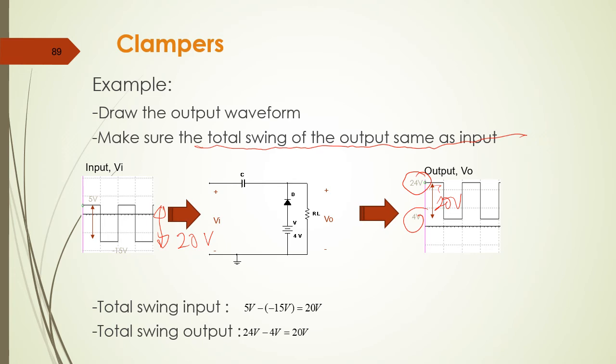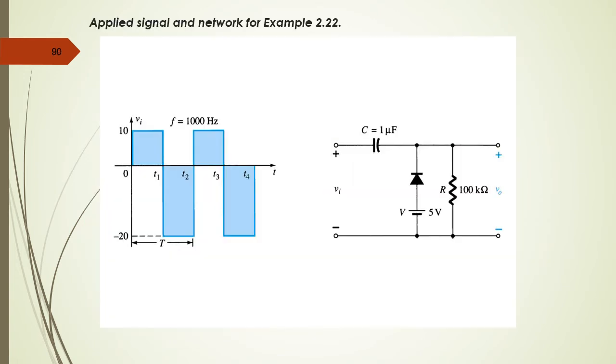In positive cycle is here. This is for the input, and for the output is also the same. Another example that I think you can try on your own. We have positive cycle, the voltage is 10 volt. Negative cycle, the voltage is minus 20 volt. So the range here is 20 volt range. Using the same as before, try to solve for this. I want you to try on your own first.